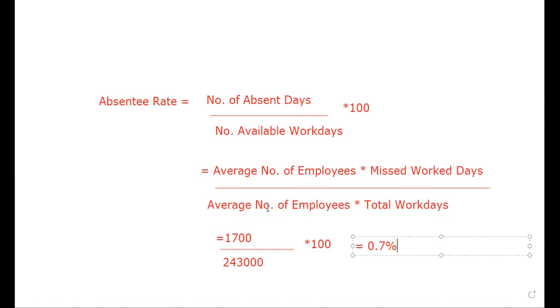Then we have the median. Median is derived from the word middle. Middle is simply the observation which divides the data into two equal parts. So that observation which divides the data into two equal parts is the median.